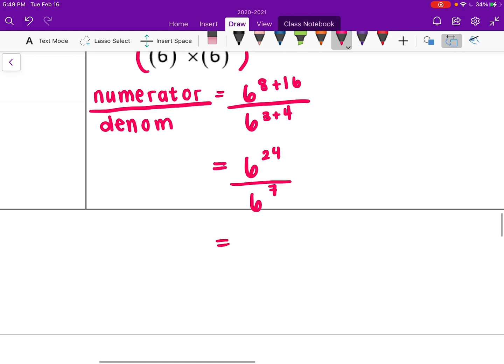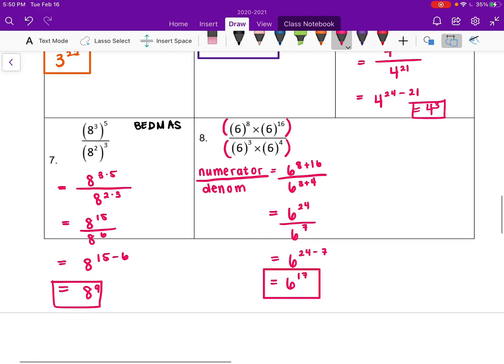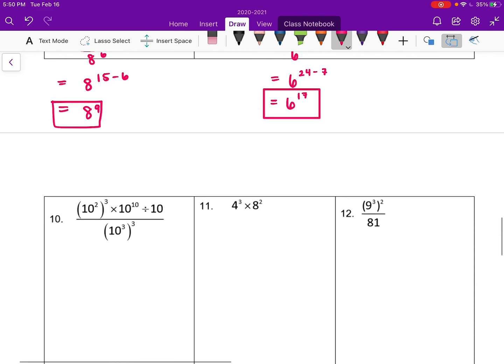And now, since it's division, right, we know we can take the power of the numerator minus the power of the denominator. So 24 minus 7 equals 6 to the power of 17. And that's it. That's the answer. Right? So it's just really easy if you take it step by step to go through these.